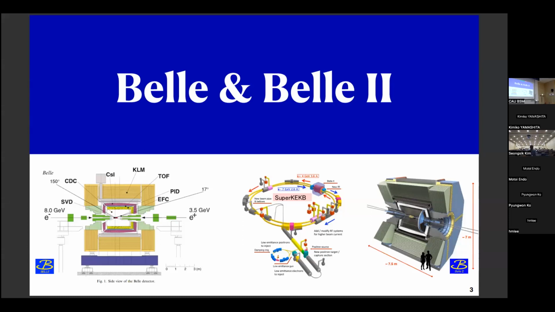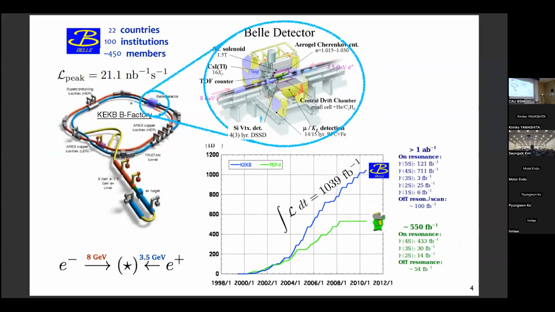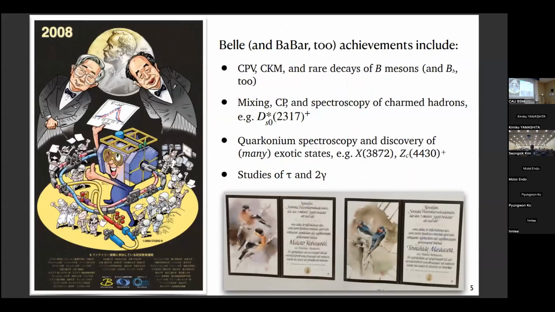Okay, so this is the Belle and Belle 2 experiment, but I'm going to skip this general structure part. And this is the Nobel Prize poster for the Belle measurement of CP violation. The Nobel Prize in 2008 actually went to the theorists Kobayashi and Maskawa. Another thing I want to mention is that we have exotic particles X(3872) and Z_c(4430), discovered by these two gentlemen and lady, Sookyung Choi and Steve Olsen. And we also have some good results on tau and two-gamma physics.